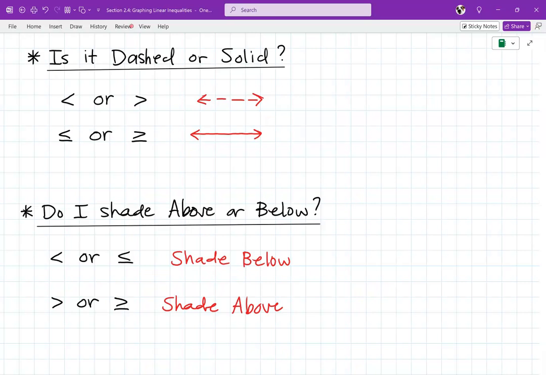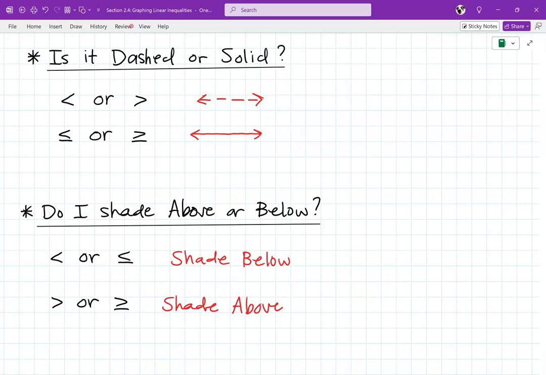So there are three things you have to do when you're doing these problems. The very first thing is you're going to have to solve for y if it's not already solved for you. When you solve for y, you want to find your y-intercept and your slope and put those on your graph. Once you do that, you ask yourself, is the line going to be solid or dashed? After that, you shade above or below. So actually, there are 4 steps to doing these problems. One of them may or may not be required.